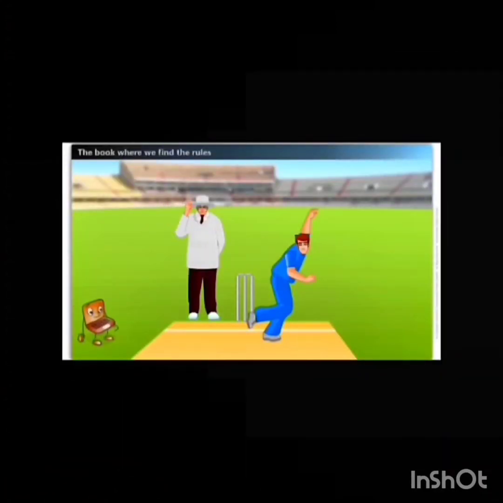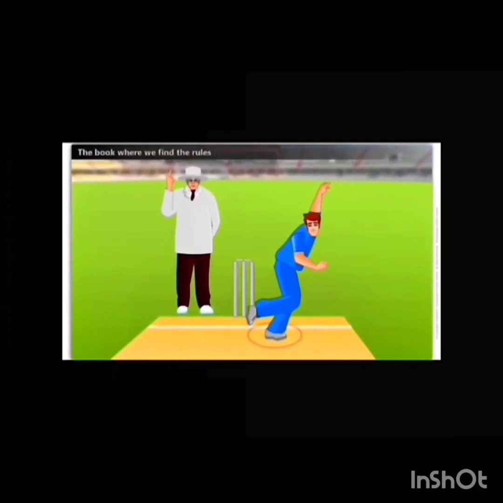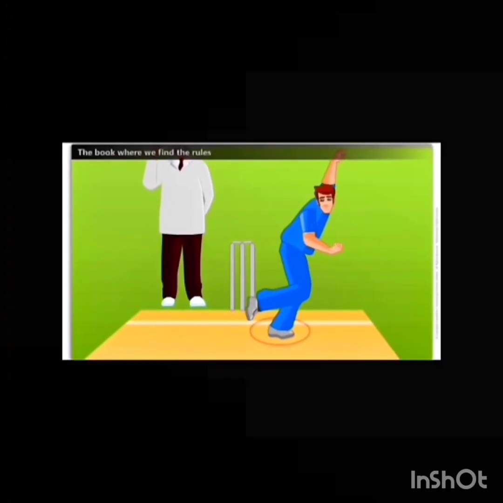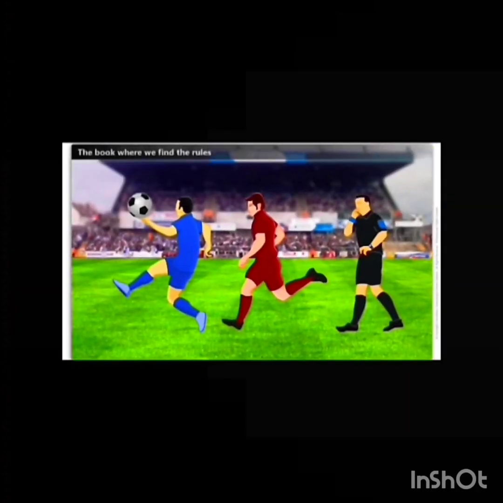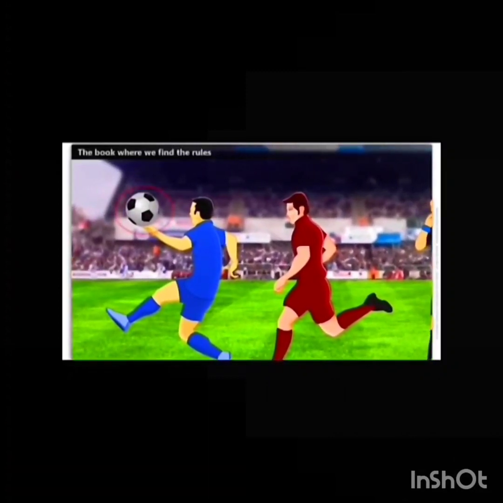Why do you think the umpire has given a free hit for the batsman? Yes, the bowler has crossed the crease completely, which is considered a no ball. You all know the rules of cricket. Similarly, in football, the players should not touch the ball with their hand.